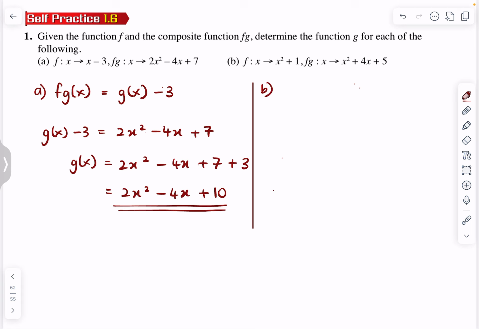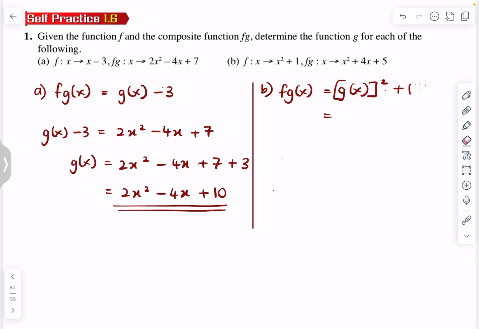Next, b. Same thing. They gave us f(x), they gave us fg(x). So f(x) is x squared plus 1, f(y) is y squared plus 1, f(z) is z squared plus 1. So fg(x) would be g(x) squared plus 1. Okay, so g(x) squared plus 1 is our version of fg(x), their version of fg(x) is this.